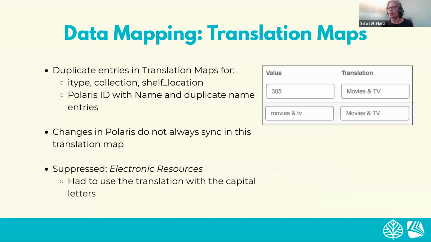So when we migrated and Polaris data imported into the translation maps, there are two entries. The first one shows the value, which is the ID in Polaris, and then what the wording is. But then there's also this duplicate name entry. So it's just something to be aware of. If you're changing things, you have to change them twice. After this initial import, if you make changes in Polaris, they don't always sync with this translation map. We cleaned up a bunch of our collections, and we had to go in and manually change these in this translation map, and you just have to change them twice.